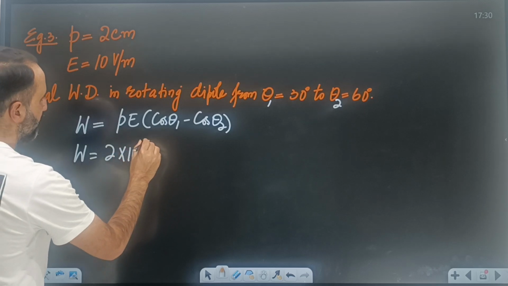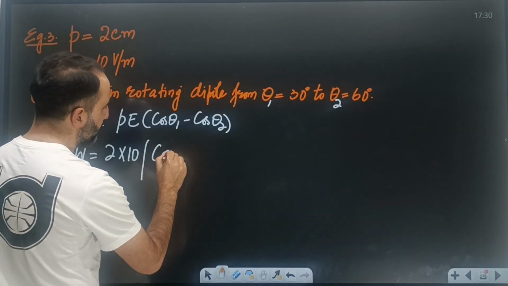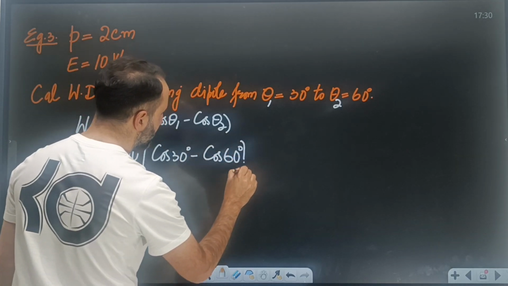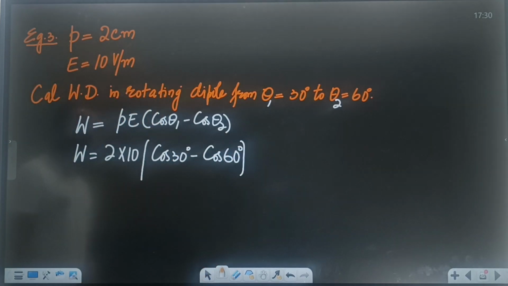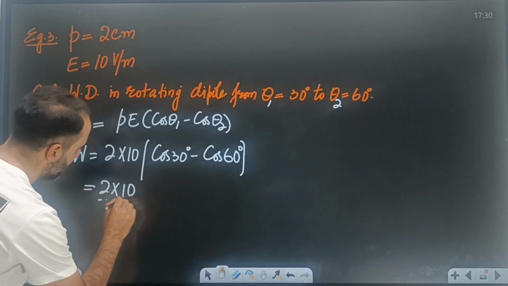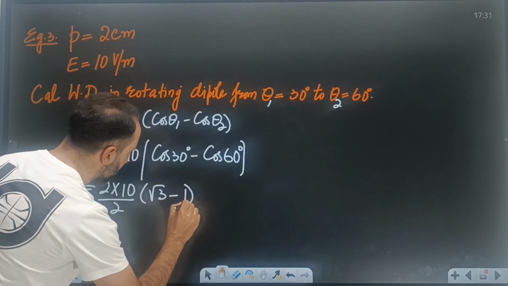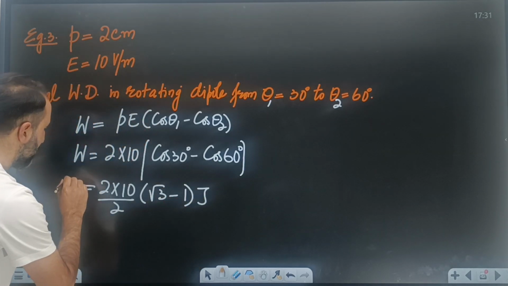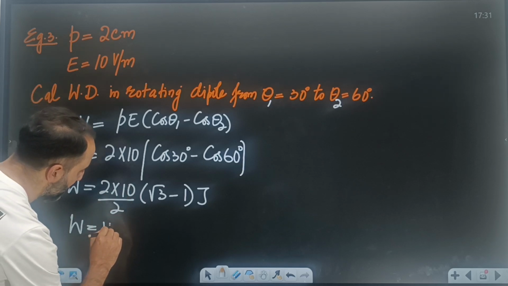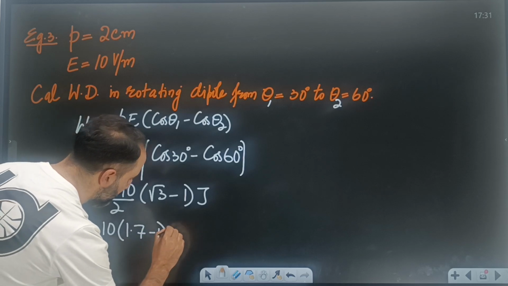Electric field that's equal to 10 multiplied by cos theta 1, that's cos 30 degree minus cos 60 degree. अब cos 30 किसके बराबर होता है? That's root 3 divided by 2. Cos 60 is 1 divided by 2. तो यह आएगा बेटा 2 into 10 divided by 2 multiplied by root 3 minus 1. Okay, joule. This is the amount of work done, and 2 and 2 is going to cancel. The work done जो निकलेगा that's equal to 10 multiplied by, this is here 1.7 approximately, minus 1 joule.